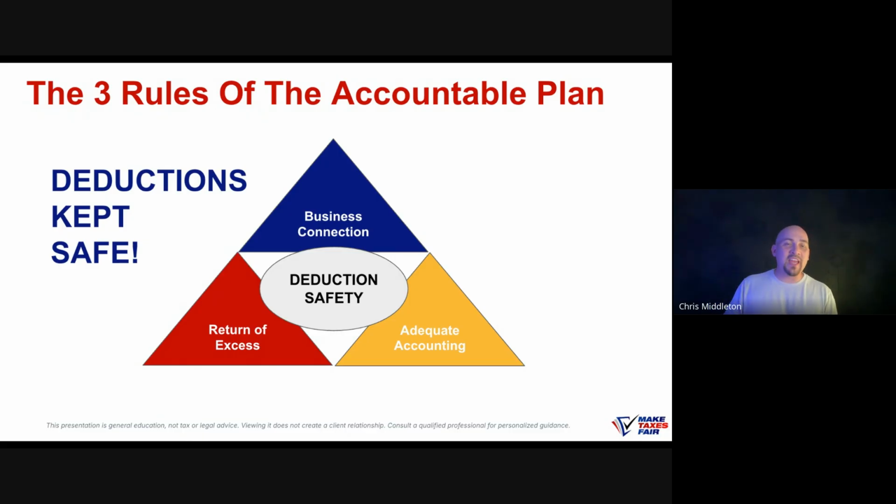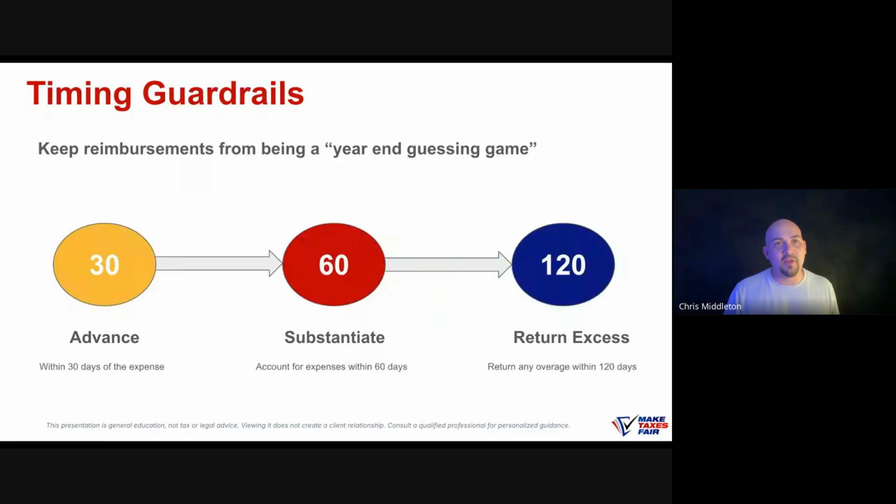These are the rules that keep your deduction in the safety zone, right? That keeps those deductions safe. You've got to play by those rules, and if you fail any one of these, you're going to fail the tax treatment of these. So, the timing guardrails, right? They keep the reimbursements from being a year-end guessing game and being disallowed by the IRS, who would say, hey, those are not reimbursements, those are income subject to income tax and payroll taxes.